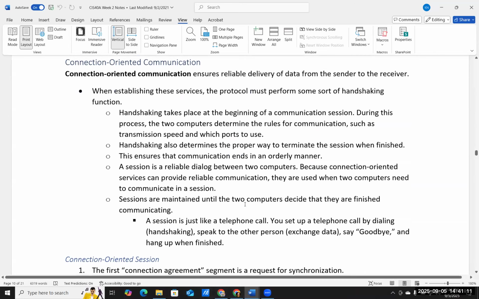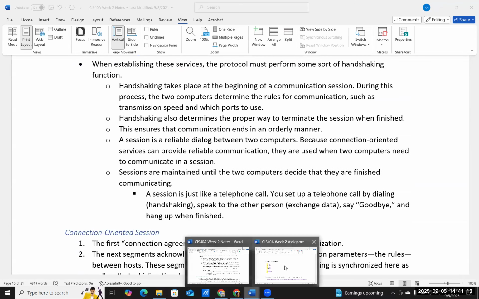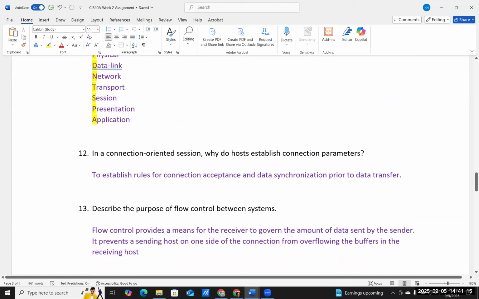Okay, so the next part talks about connection-oriented and connectionless communication. So for question 12, it says a connection-oriented session. Why do hosts establish connection parameters? And we just talked about how there's acknowledgement between two systems, right? Because in order to connect, there has to be an agreement, an acceptance, so that the data can sync.